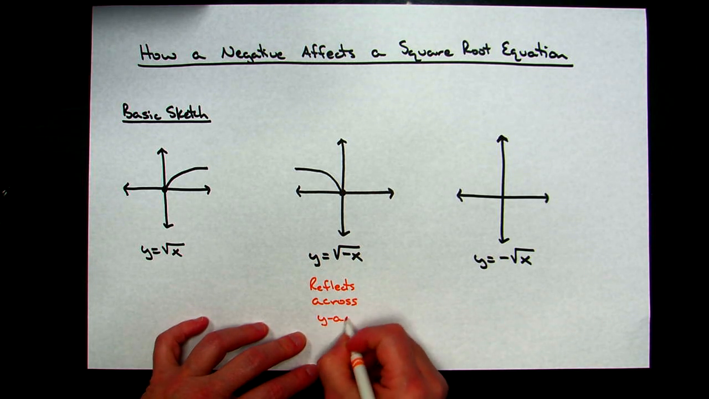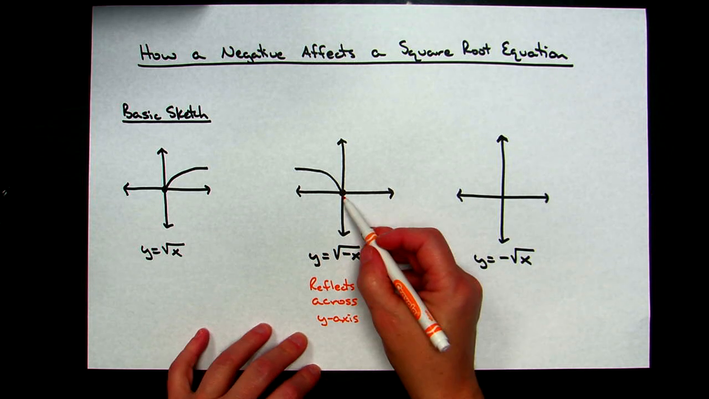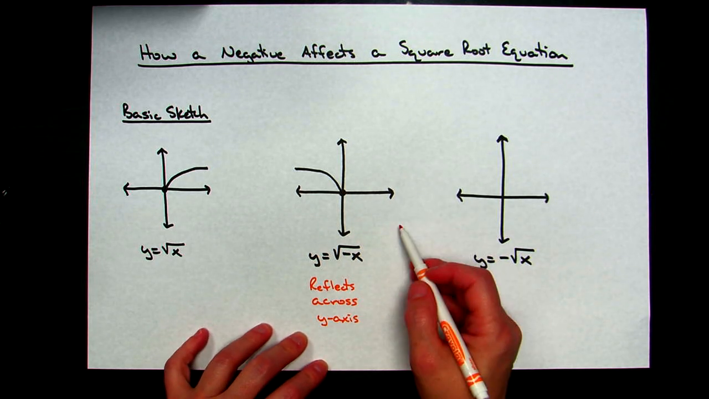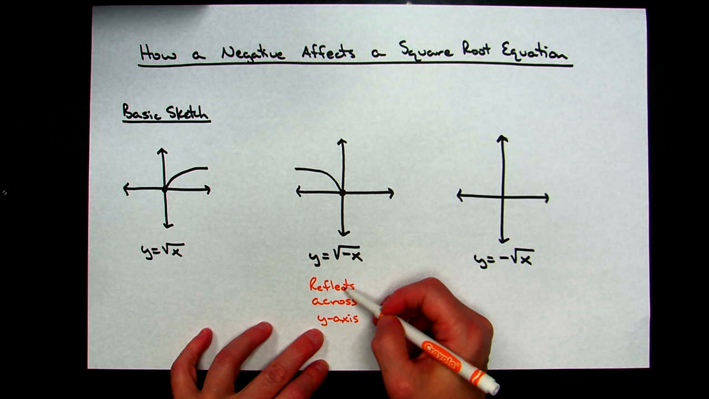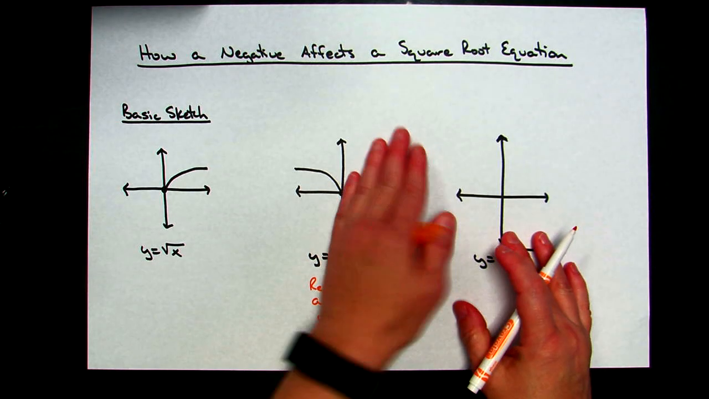Now keeping in mind, as soon as this gets translated to somewhere else in the coordinate plane, I am no longer reflecting across the y-axis. I'm just going to be reflecting left to right.